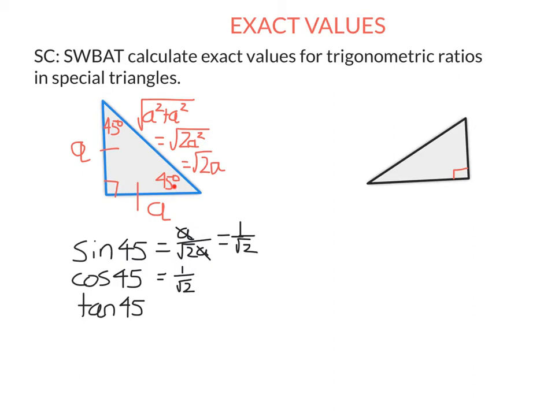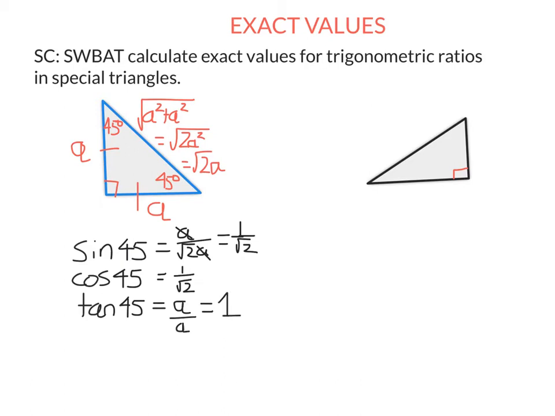Tan 45, on the other hand, is opposite over adjacent. In this triangle, if it's a right-angled triangle with a 45 degree angle, the two shorter sides, the opposite and the adjacent, are the same. So tan 45 is actually 1.